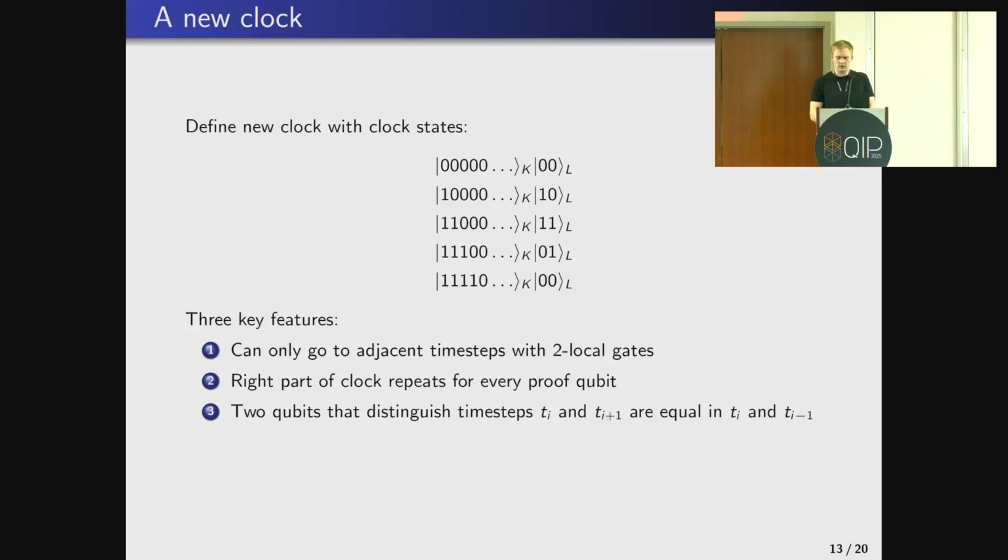The reason this will come up later is, for example, if you have a superposition of time steps T1 and T2, and you want to go from the second time step to the third. Since the second and first time step are the same on these registers, it will map my time step T1 into a legal clock state. So this will be a no-go.